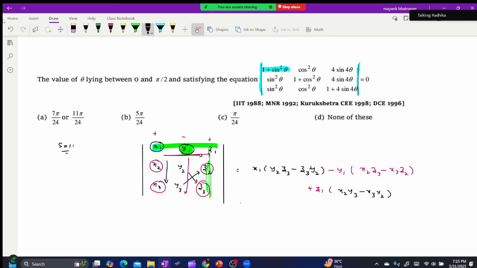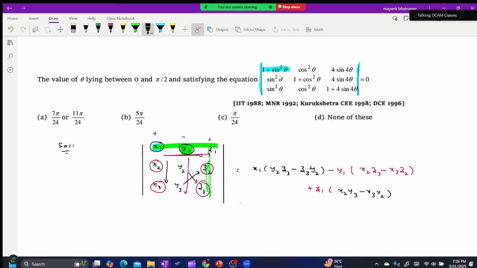Yes, sir, in the calculation you have to multiply 1 plus 4 sin 4 theta. It's very lengthy, na? So first we need to simplify for theta, and then we have to multiply. No, let me tell you the easier method. See, what we have to do now?